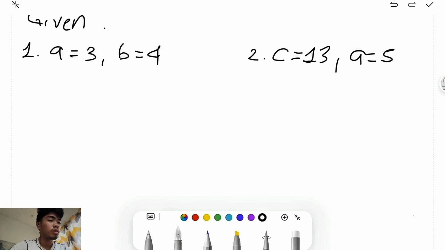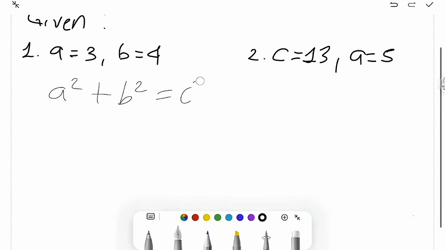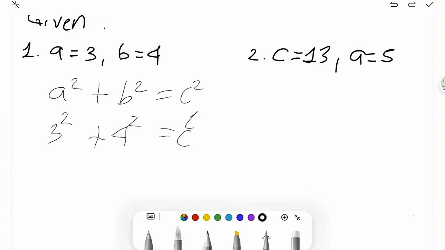To find the hypotenuse, what is the given? So, the first step is to use the formula a squared plus b squared equals c squared. Then, step 2 is to substitute the values. Now, we have 3 squared plus 4 squared equals c squared. Now, step 3, square the numbers. So, we have to multiply it.